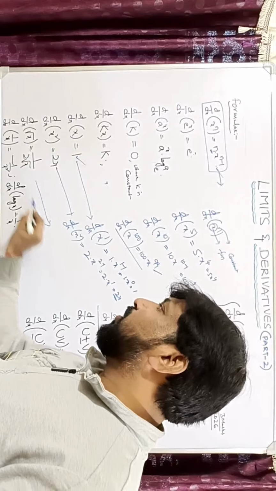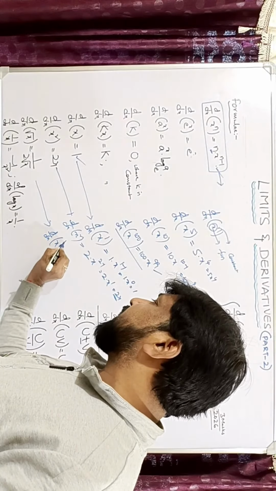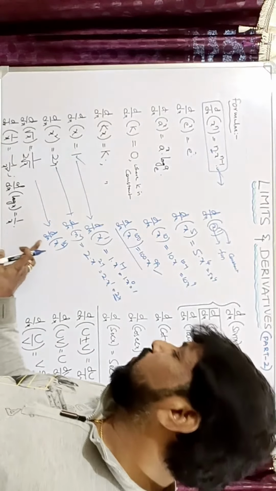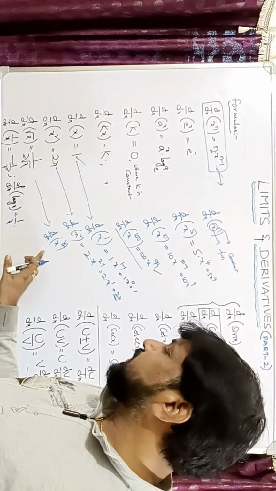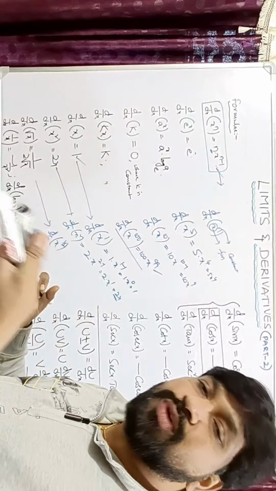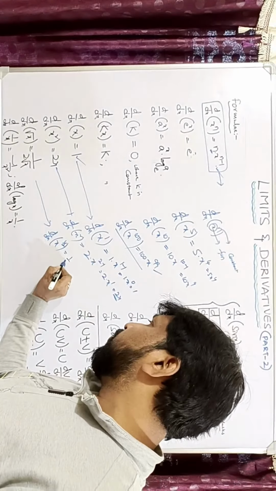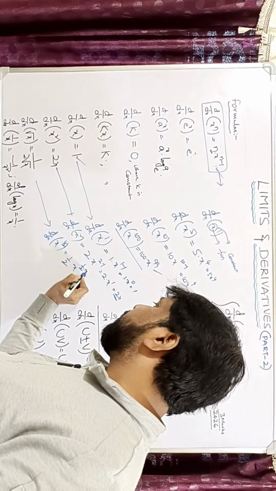d/dx of root x. d/dx of root x can be written as x to the power of 1/2. You can take the fraction also, but you need to cross-check whether this is function power constant or not. Yes, this is function power constant. x is the function, 1/2 is the constant. For x to the power of 1/2, what is the formula? n into, that is 1/2 into x power 1/2 minus 1.